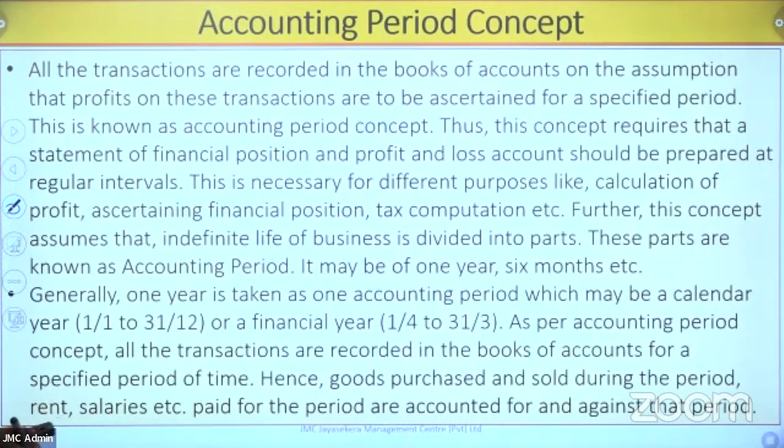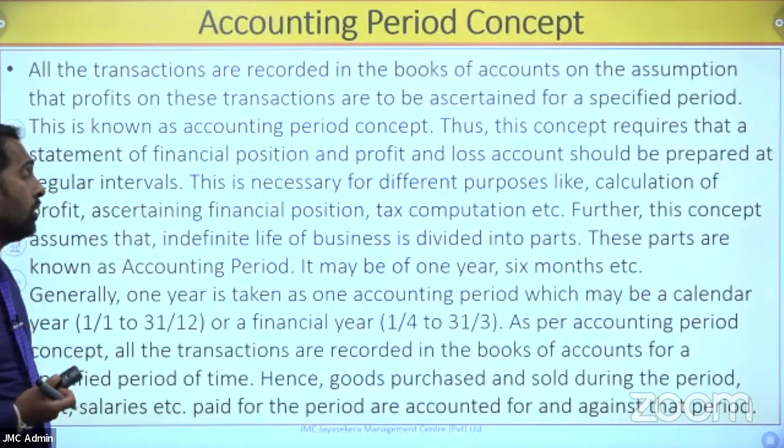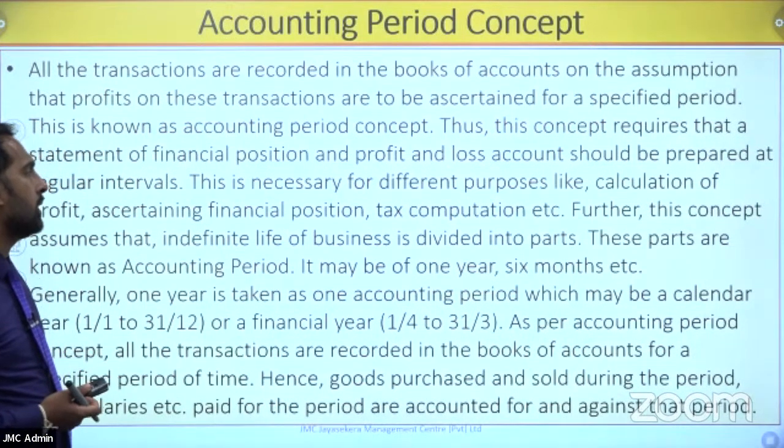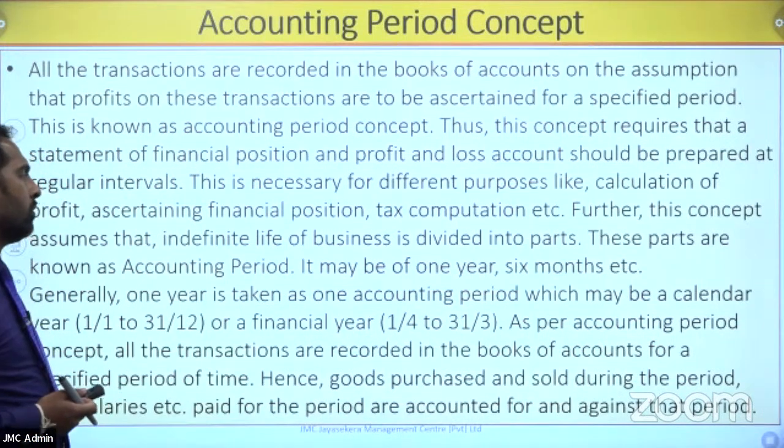This is necessary for different purposes like calculation of profit, performance, ascertaining the financial position, and calculating the tax. Further, this concept assumes that the indefinite life of a business is divided into parts. These parts are known as accounting periods.